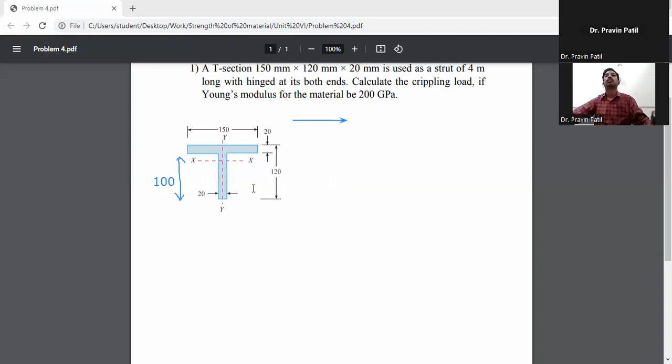First of all, we divide this section into two parts. The web we consider as the first part and the flange as the second part. First, write down the cross-sectional area of the web, which we call A1. A1 is equal to 100 into 20 mm, which is 2000 mm square.